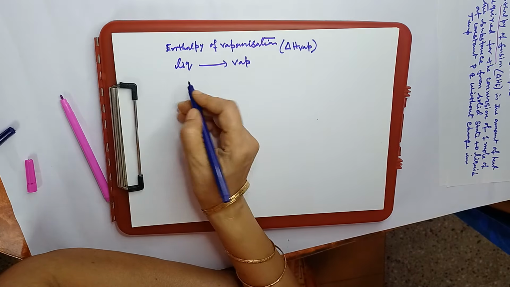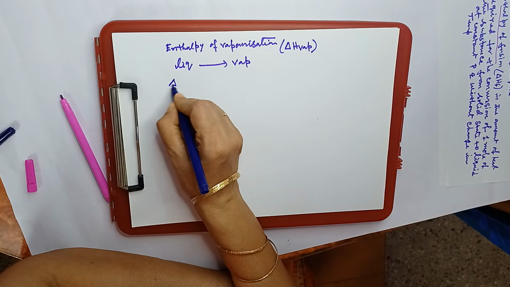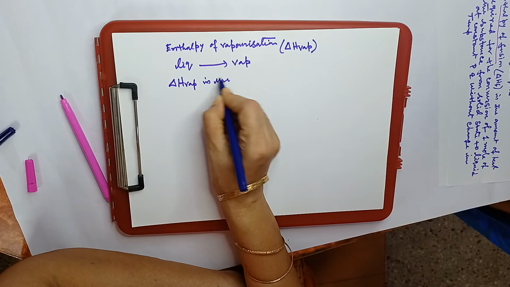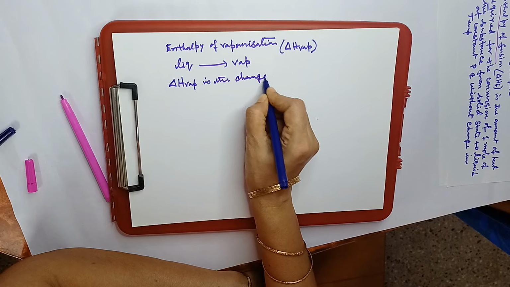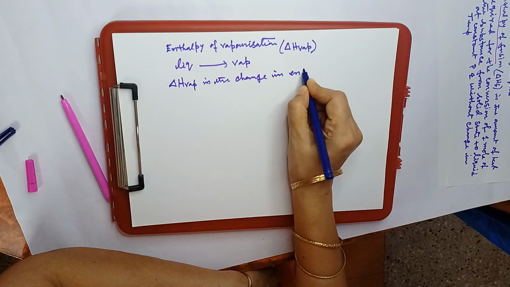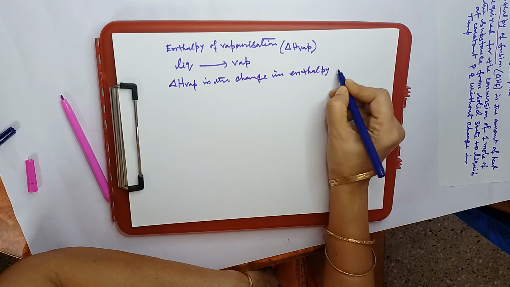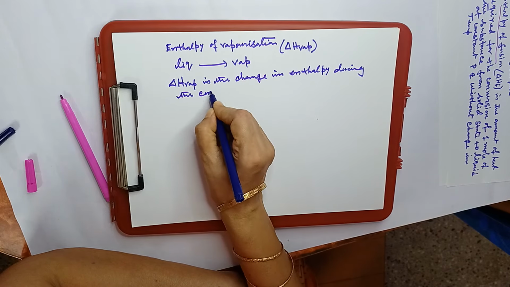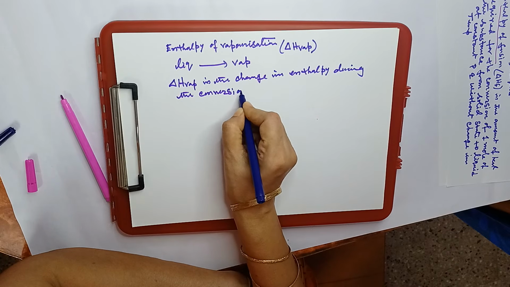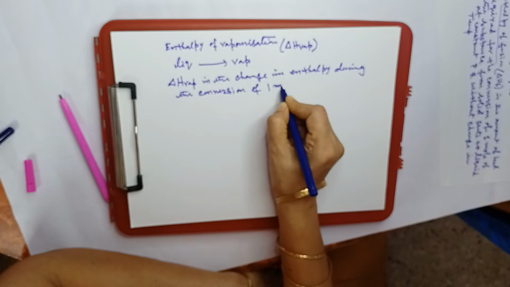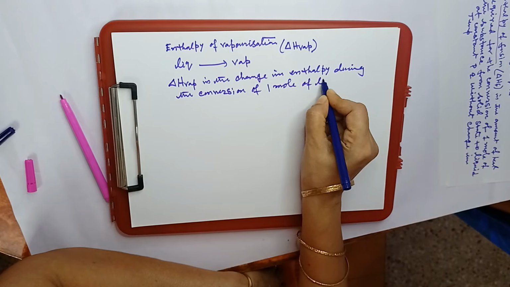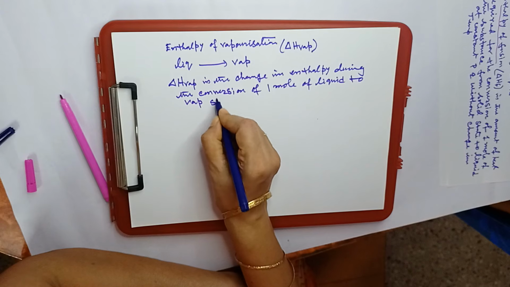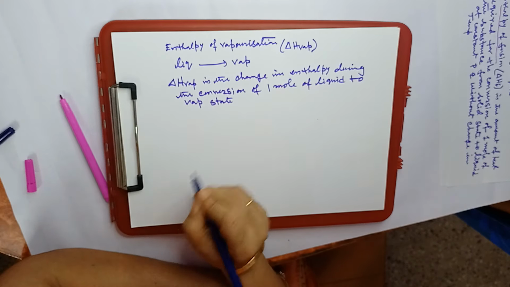Or you can write it as: enthalpy of vaporization, delta H vaporization, is the change in enthalpy during the conversion of 1 mole of liquid to vapor state. That is the enthalpy of vaporization.